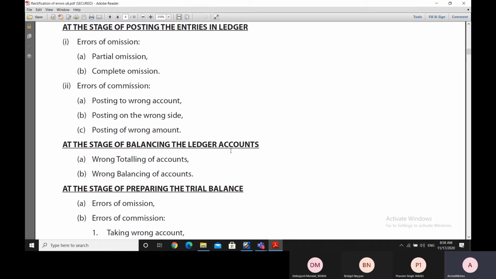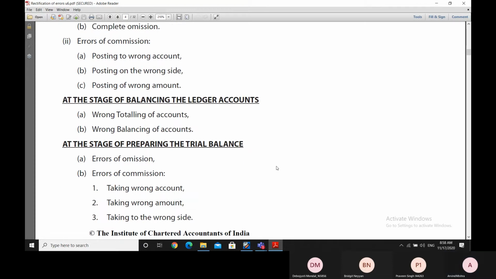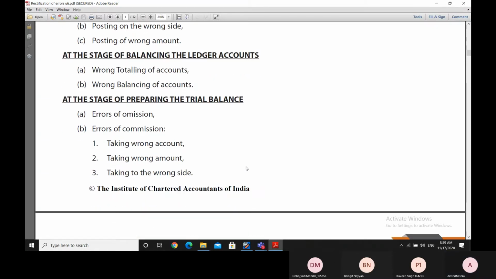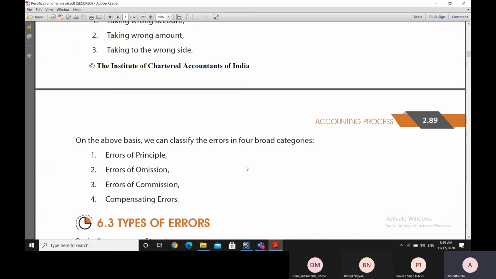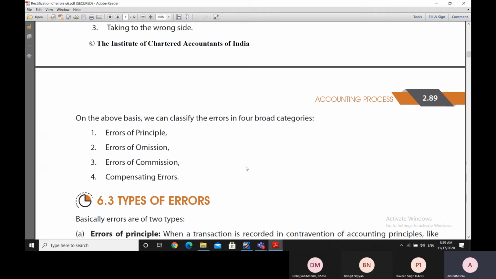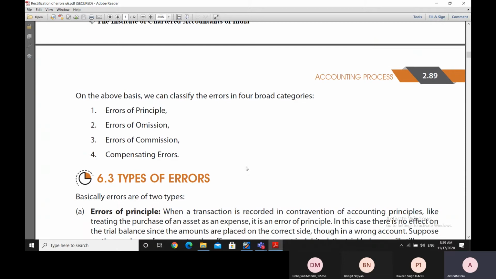Now when we balance the ledger accounts, at that stage also there may be either wrong totaling of the accounts or wrong balancing of the accounts. Wrong balancing is when the balancing amount has been incorrectly entered. At the stage of preparing the trial balance, we may again have similar errors of omission and commission as in the ledger, and therefore we can say that errors are of four categories. After taking into account all the stages where errors may happen, this conclusion can be drawn that errors can be divided into four categories: the errors of principle, omission, commission, and the compensating errors.